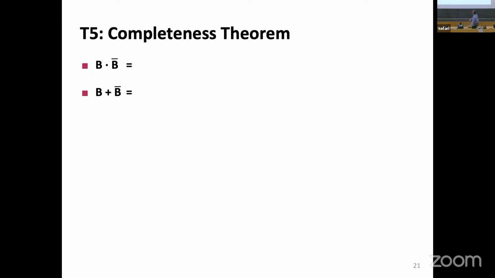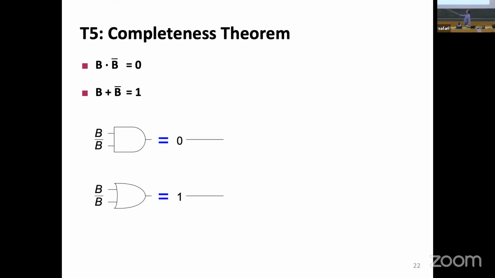Okay, now the completeness: there can be only 2 values. So if you are ANDing B and not B, you are going to get 0. If you are ORing B or not B, you are going to get 1. Now, all 5 of these things actually help us simplify things because we might see that some of these things might not be needed.